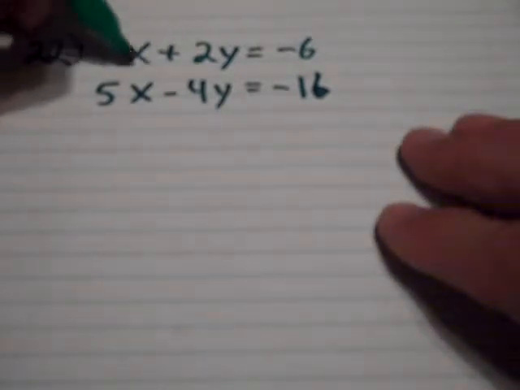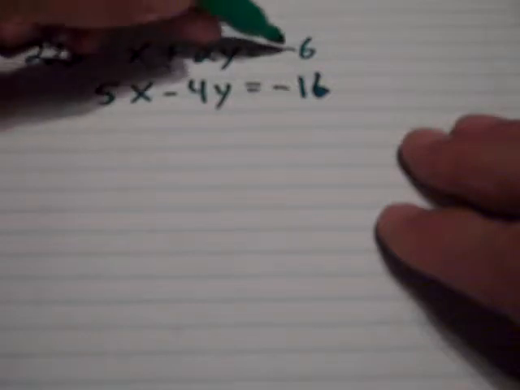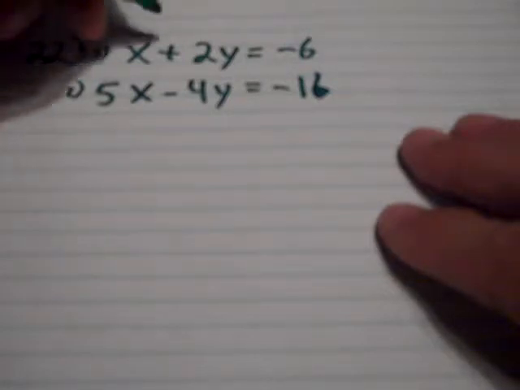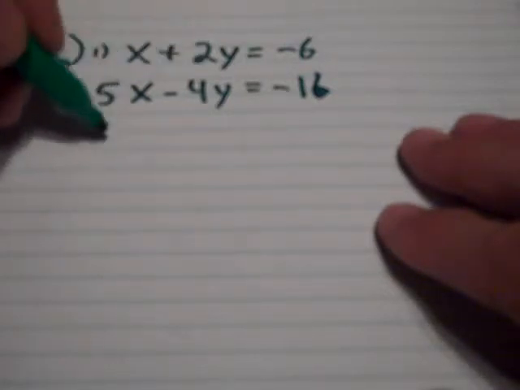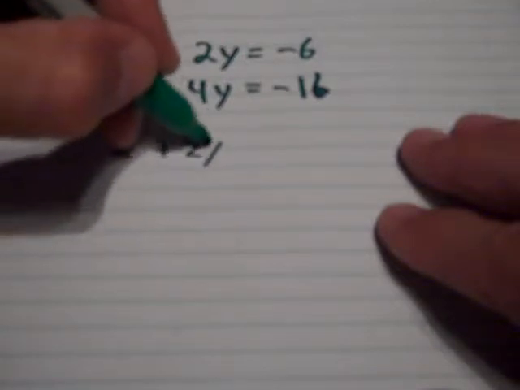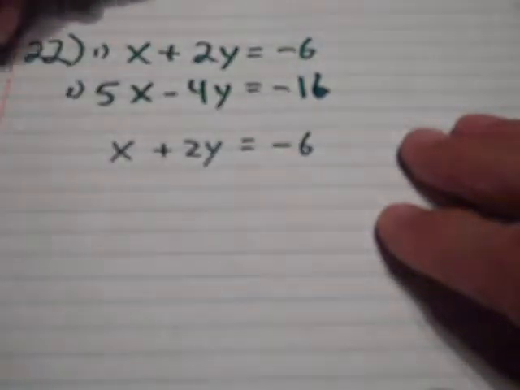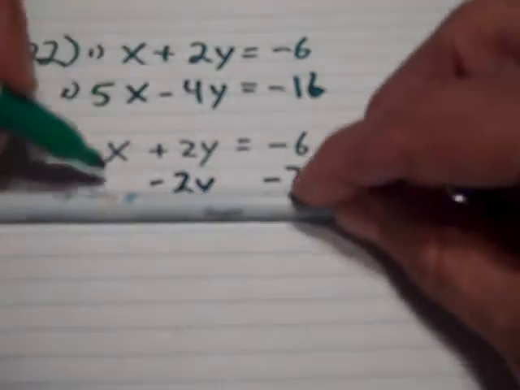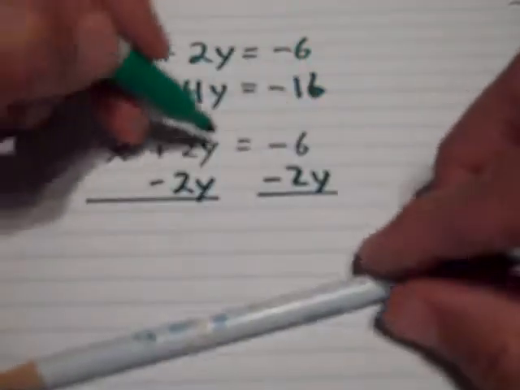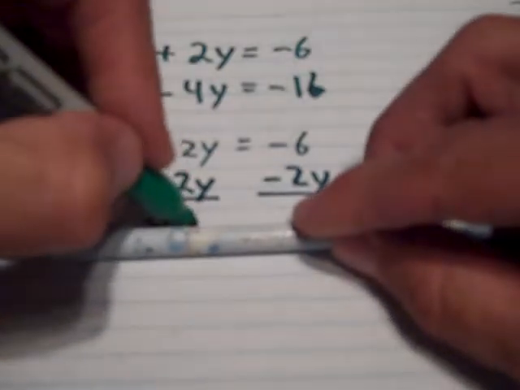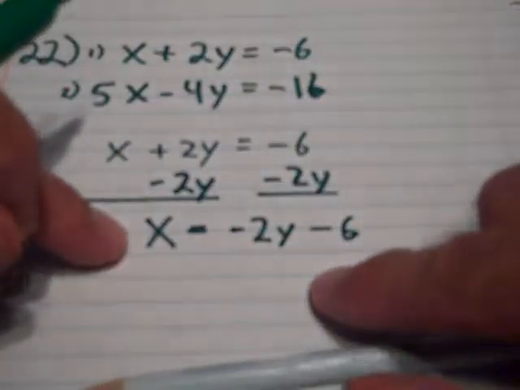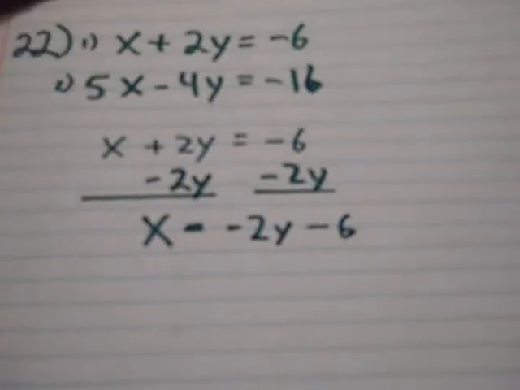Since I have x by itself, I'm going to solve for x in terms of y. So I'm going to take equation 1, and I'll call this equation 1, this equation 2. I'm going to subtract 2y from both sides using inverse operations. And what that will do on the left hand side is it will cancel out the two y's, and I'm left with x is equal to negative 2y minus 6.